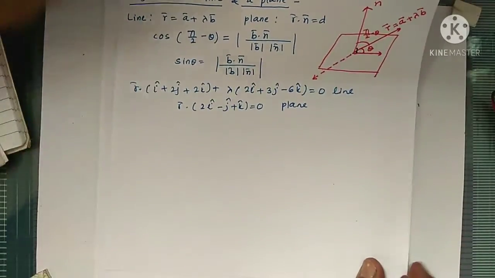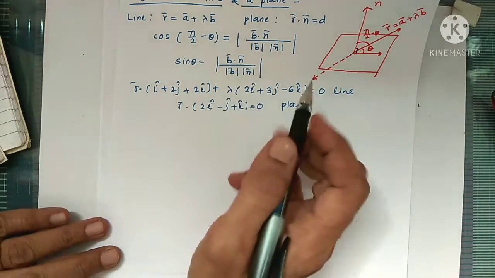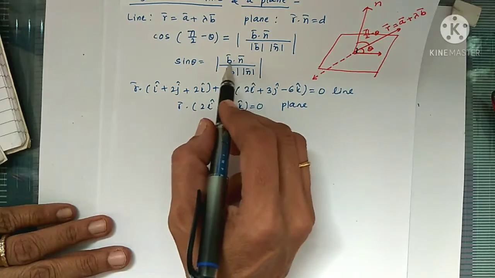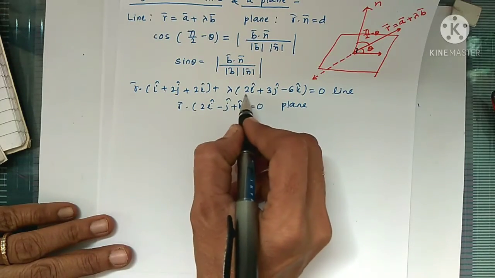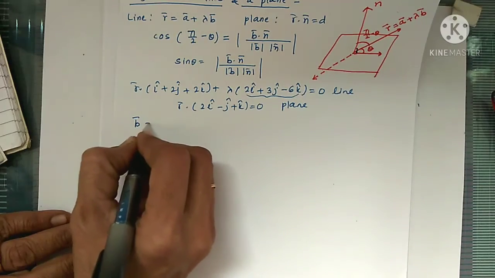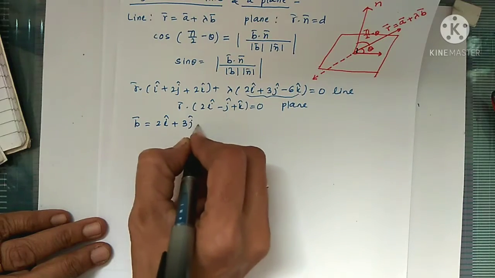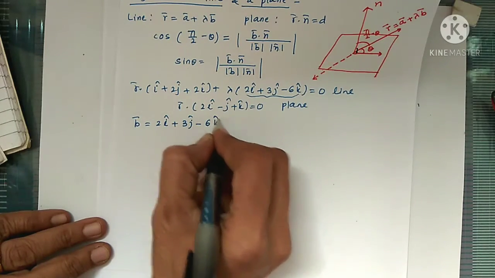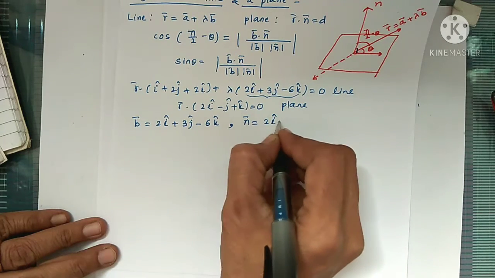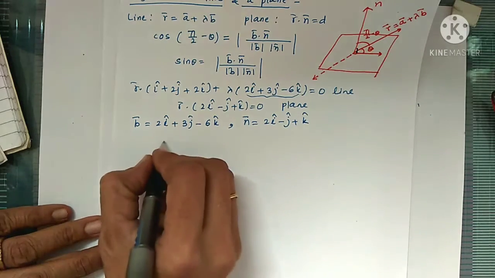Now we know the formula, so we just have to write b bar and n bar and put those values here. b bar is the direction ratios of the line, so this part is the direction ratios of the line. So b bar is 2 I cap plus 3 j cap minus 6 k cap, and n bar is 2 I cap minus j cap plus k cap.